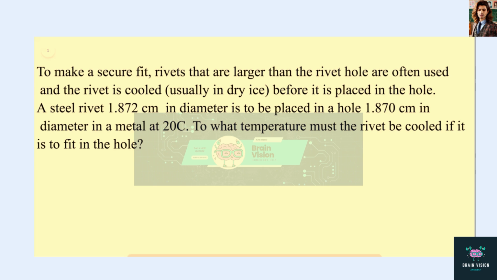To make a secure fit, rivets that are larger than the rivet hole are often used, and the rivet is cooled, usually in dry ice, before it is placed in the hole. A steel rivet 1.872 centimeters in diameter is to be placed in a hole that is 1.87 centimeters in a metal at 20 degrees Celsius. To what temperature must the rivet be cooled if it is to fit into the hole?